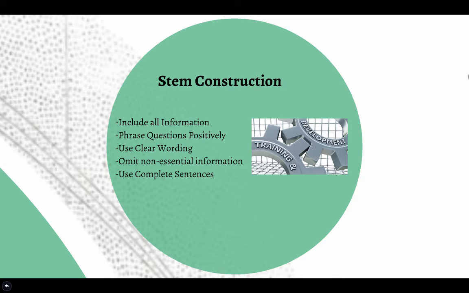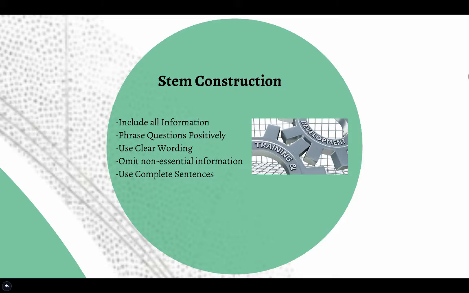Next, phrase the question positively. If you must use a negative, highlight it in caps or underlined so that the student will notice it and interpret the item correctly. Use clear, unambiguous wording so that only one answer is correct. If there are multiple correct answers, it must be clearly stated that more than one answer may apply.